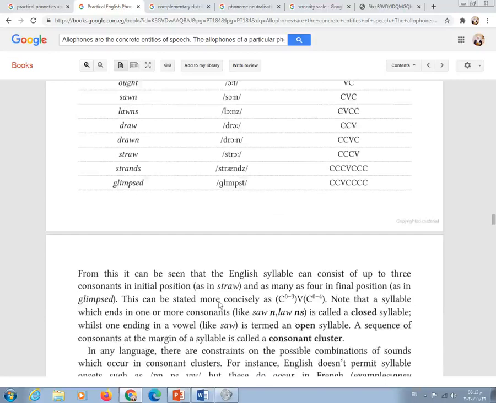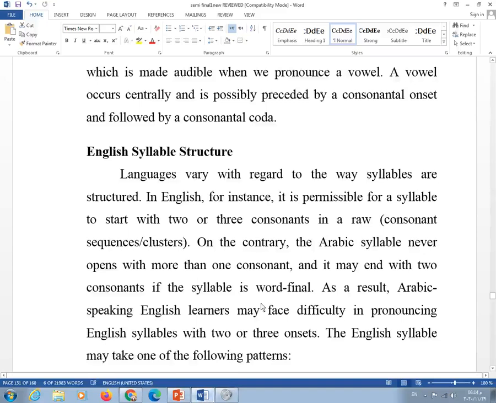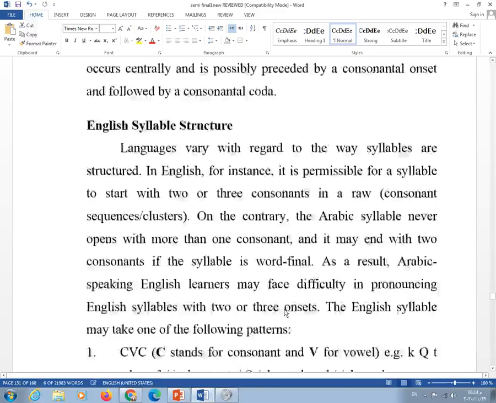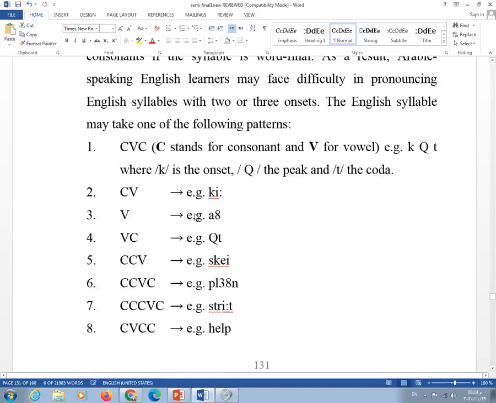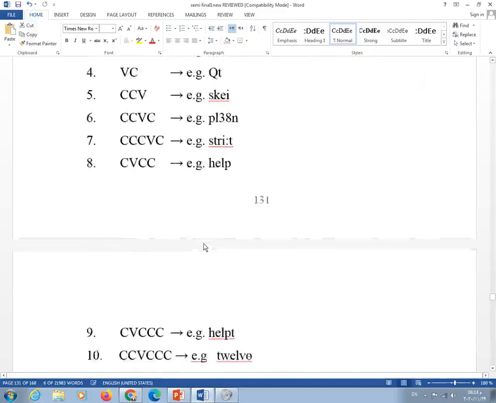And we have to know that the syllable in English is so complicated, and the English language is one of the languages which has the most complicated and the most complex structure ever among languages with regards to syllable structure. Okay, and this is what I have. For example, the word "key", only CV, the word "O", and so on.